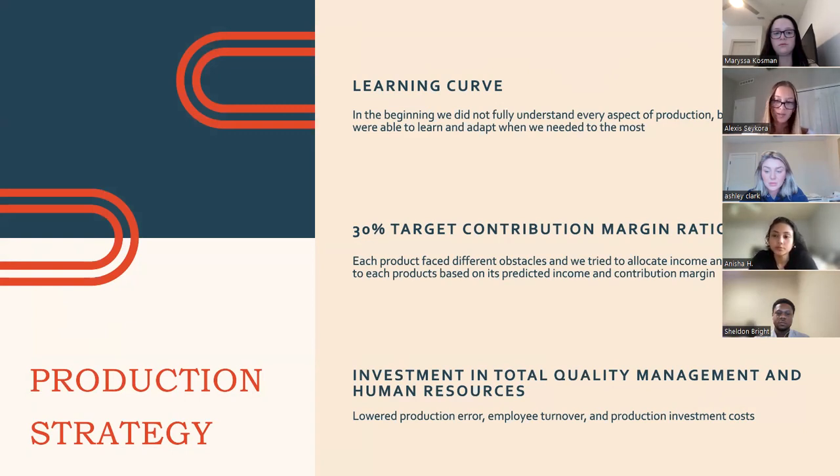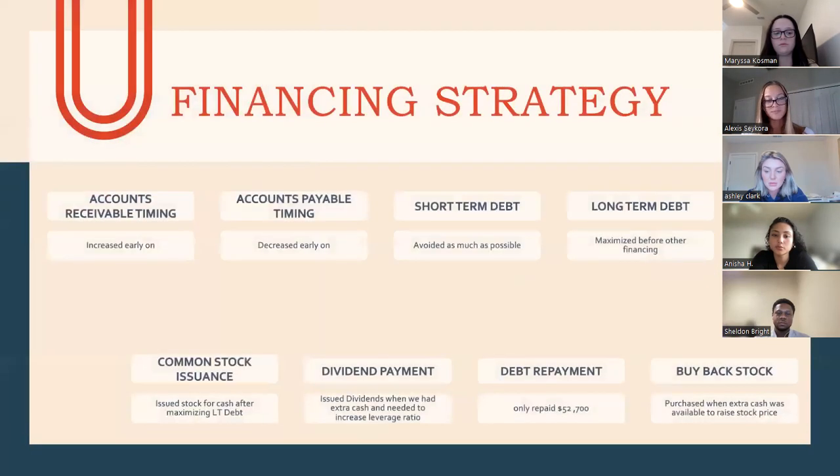So now we're going to be moving into our financing decision strategies. For financing, right off the bat, we decided to increase our accounts receivable time to 31 days to make our company more appealing to our customers. And we decided to decrease our accounts payable timing to 29 days in attempts to lower our labor costs.